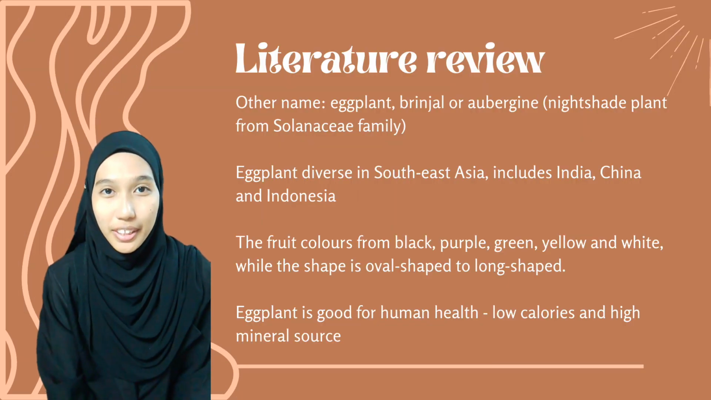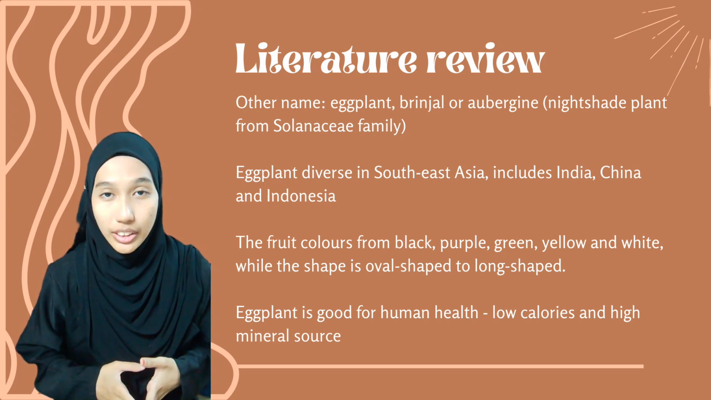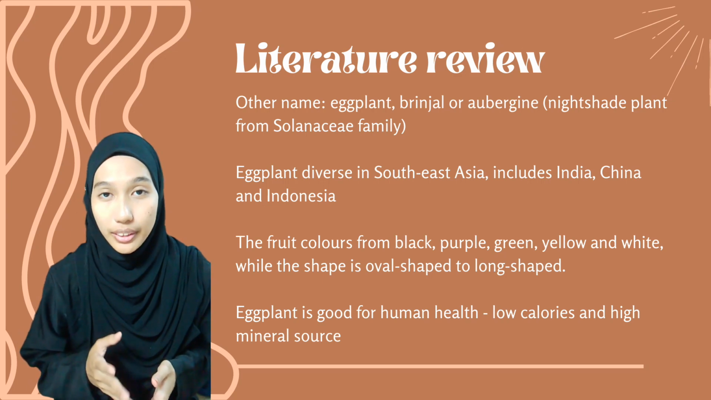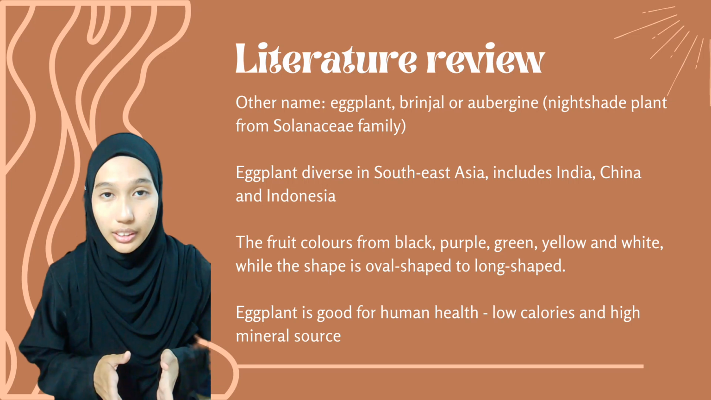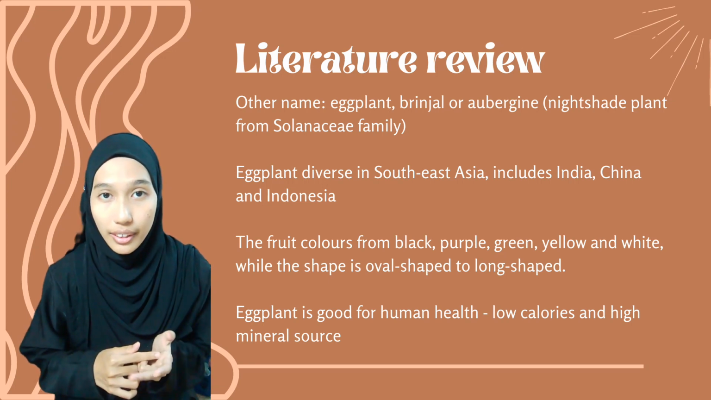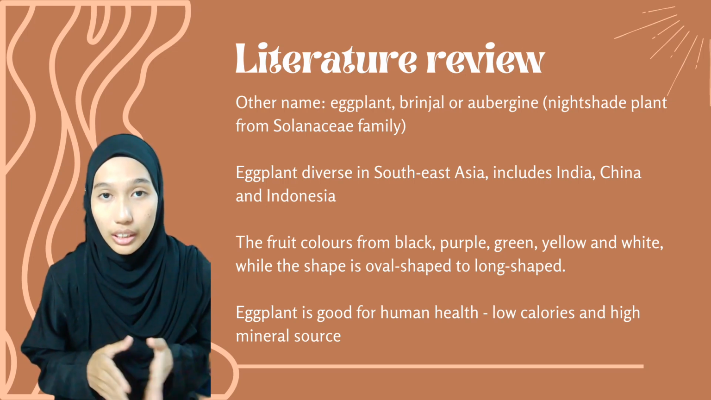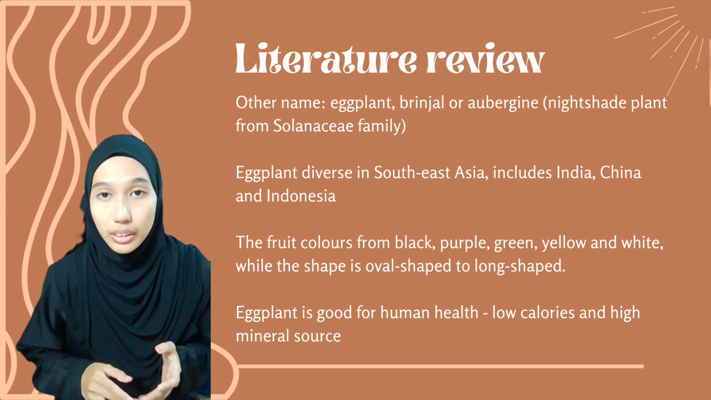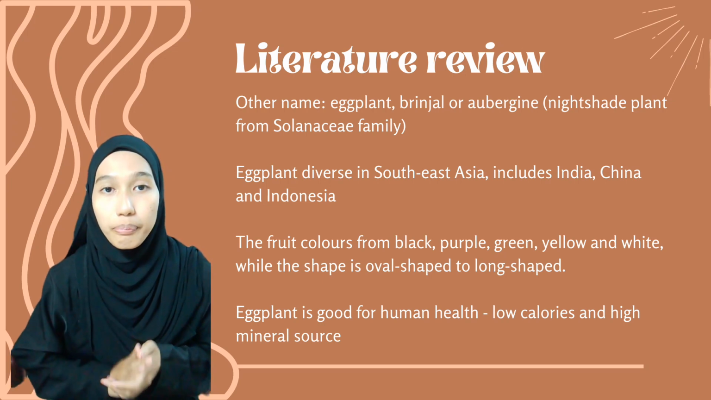Eggplant, with the scientific name Solanum melongena L., is also known as brinjal or aubergine and is a nightshade plant from the Solanaceae family. Eggplant diversity is primarily in several countries in Southeast Asia, including India, China and Indonesia. The fruits of this plant vary in colours from black, purple, green, yellow and white, while the shape is oval to long.